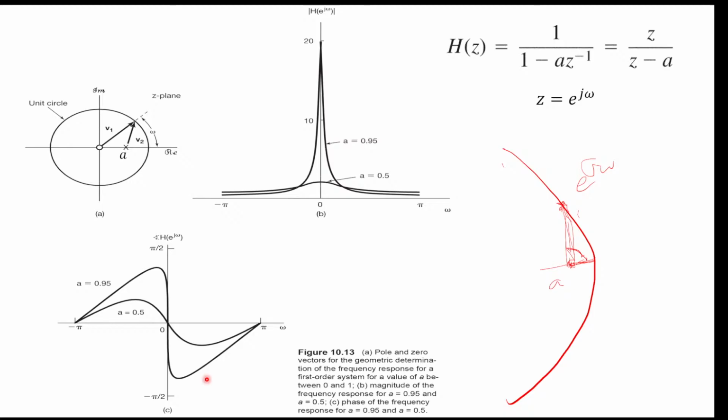This is an example of a geometric analysis you can do on your Fourier transform by knowing the zeros and the poles of your Z transform.